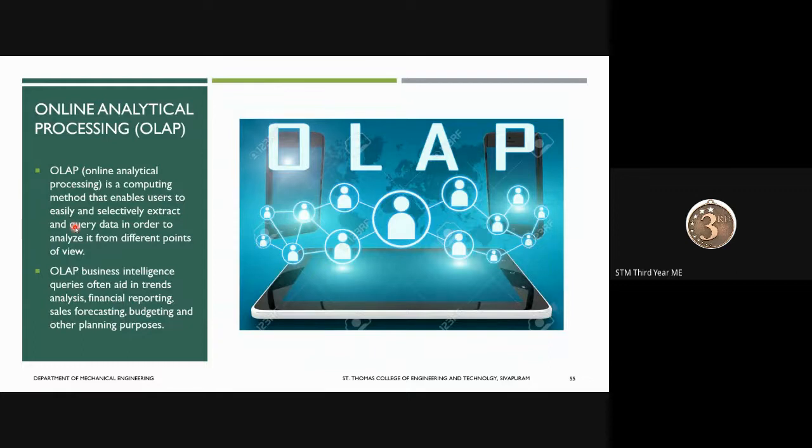It is used for business intelligence. OLAP queries often aid in trend analysis. So for trend analysis, we may be using it. For financial reporting, we may be using it. Then sales forecasting, we may be using it. Then budgeting and other planning purposes. So these are some of the needs for OLAP queries in an industry.